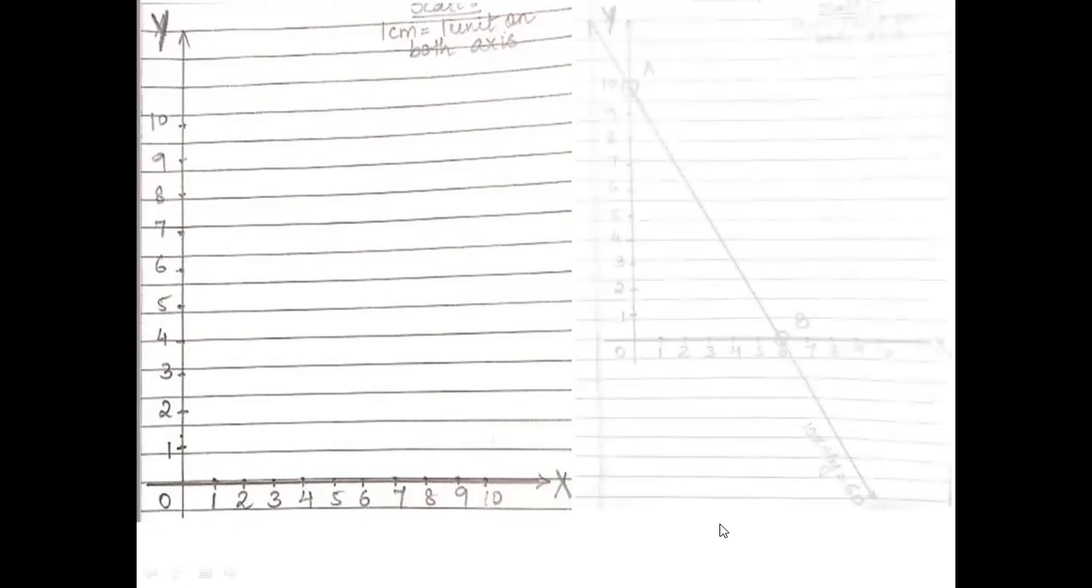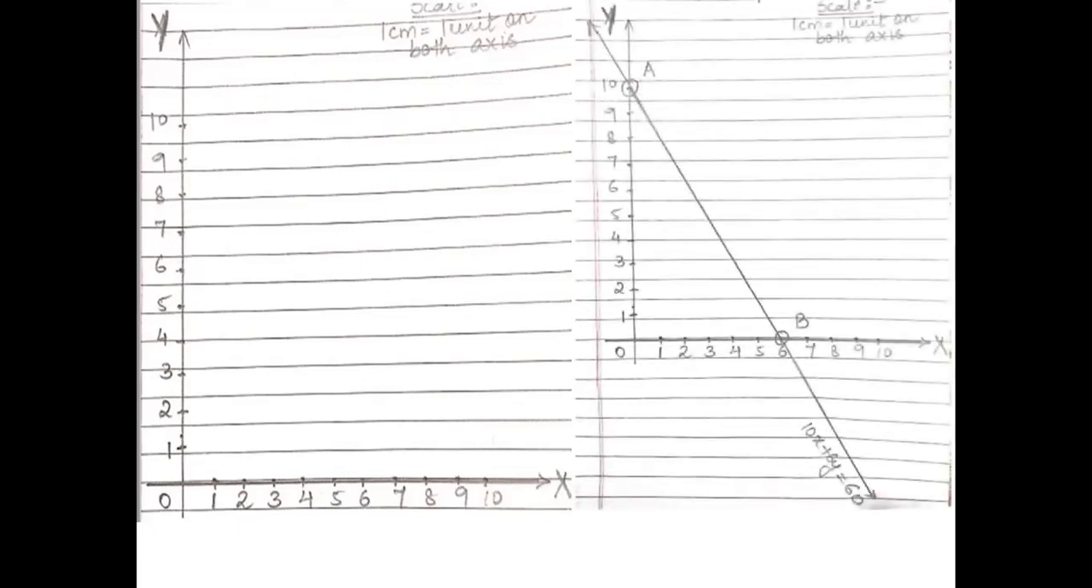So be very careful class, because I had already taught you this last year as well, that you have to take exact 1 centimeter from your scale. After plotting, you can write the scale first: 1 centimeter is equal to 1 unit on both the axes. After preparing the graph to plot the coordinates, the next step is we'll start plotting the coordinates.